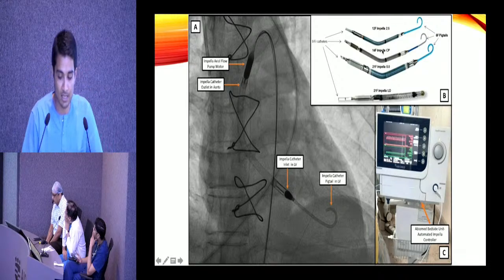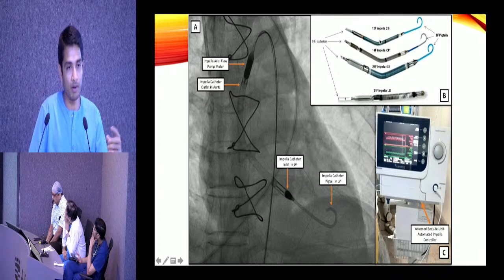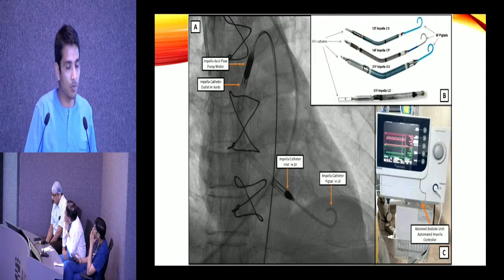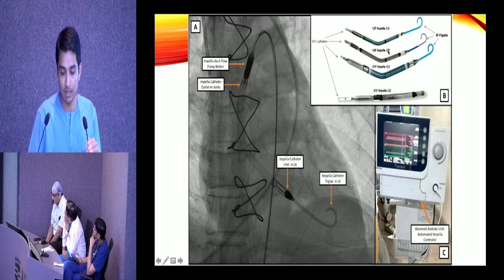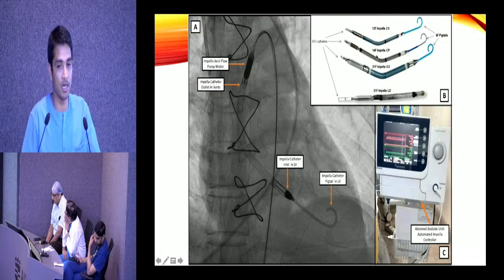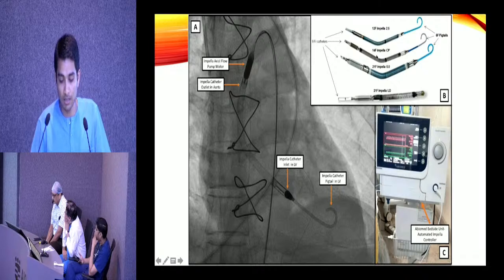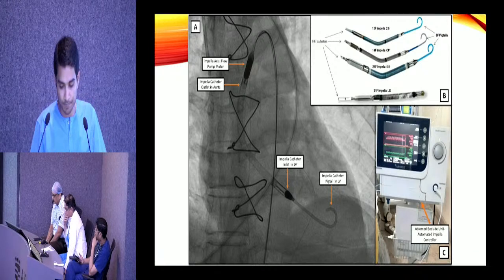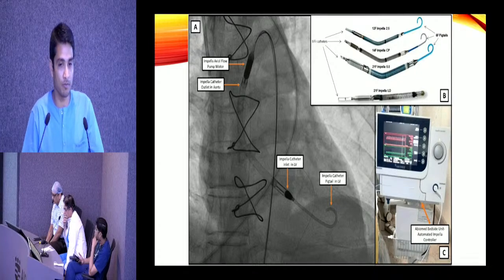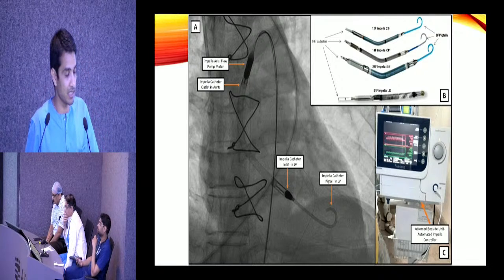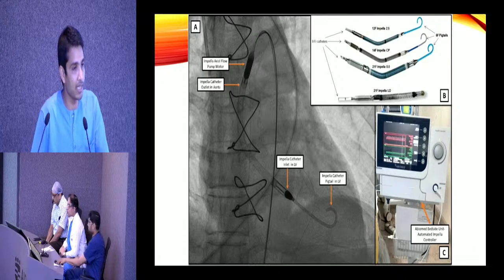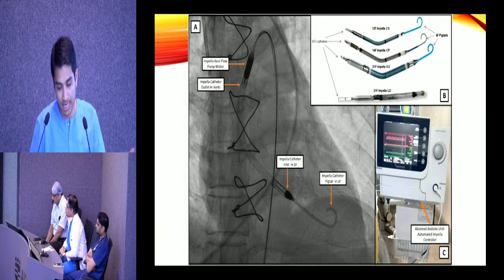The smallest size is the 12 French Impeller 2.5, which roughly delivers about 2.5 liters of cardiac output augmentation. The real workhorse Impeller is the CP, or the cardiac power, which is a 3.5 to 4 liter augmentation. That's a 14 French catheter, 14 French access site. And then the Impeller 5.0, which delivers 5 liters of flow, which is in the ECMO range and above the Tandem Heart range, is a surgical device. It needs a vascular cut down, and then an interventionalist can place it. So it's a hybrid device.